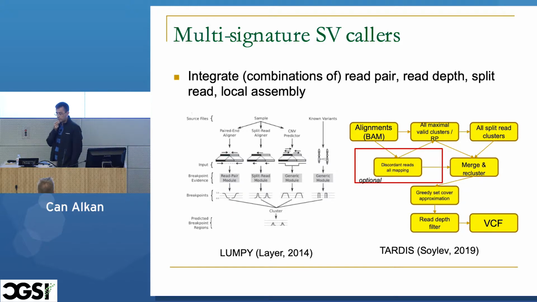in 2014. It basically starts with the paired-end sample and then refines using split read information, and then filters the deletion and duplication calls using the read depth information. More recently, again with Feridun, we have developed TARDIS, which also integrates split reads, read depth, and paired-end information, although in a different way than Lumpy.